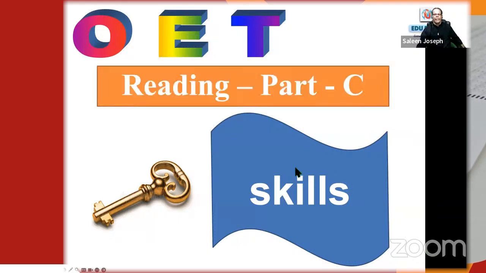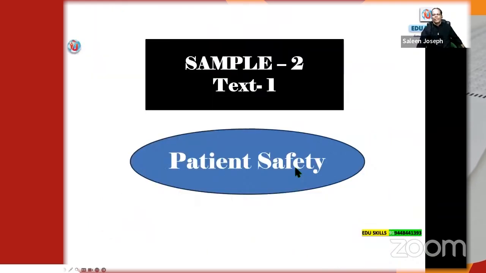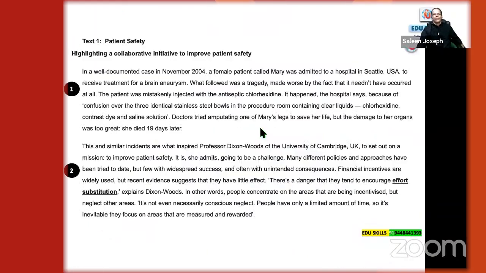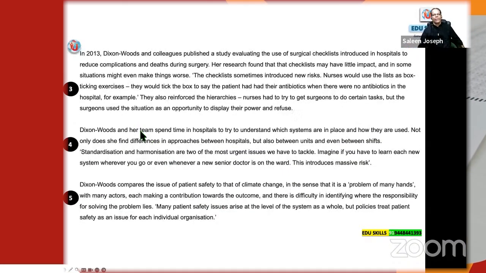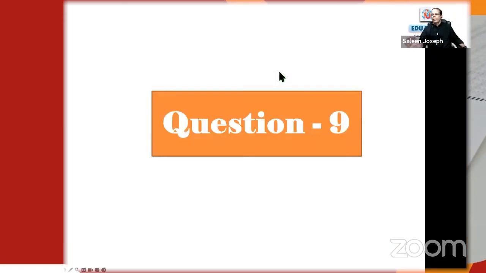Okay, OET reading part 3, key skills. Sample 2, text 1, patient safety. First step, you must mark the paragraph numbers 1, 2, 3, 4. If you're a beginner, this is your first business. As soon as you get the text, mark it. If you have a text, do it now. Mark it. Question number 9, because the previous question number 8, we have already dealt with in the previous session.